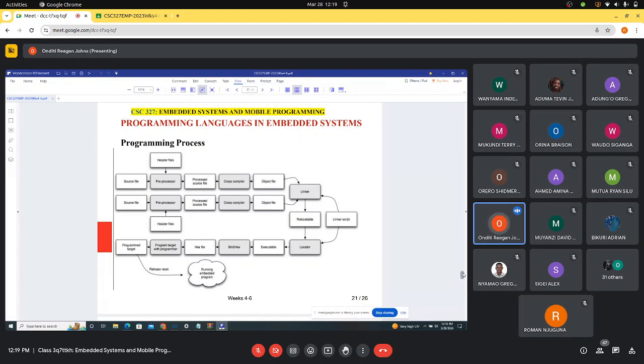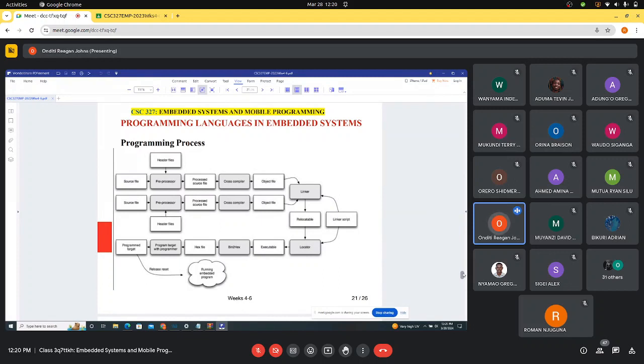Then there's what we call the cross compiler. Both go up to the end. Then, I think this was taught by Professor Bade, if I'm not wrong, in the object-oriented language course and so on, whereby we have the linkers, the linker scripts, and so on. We also have the program target with the programmer. We have the binaries, the hex files, the bin, the executable files, and the locators.